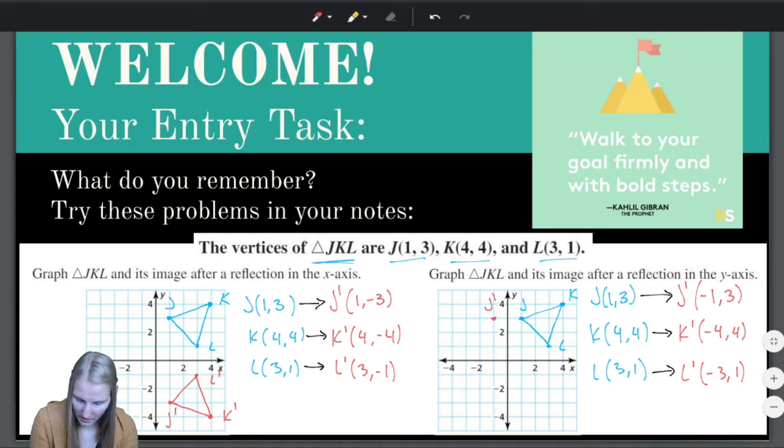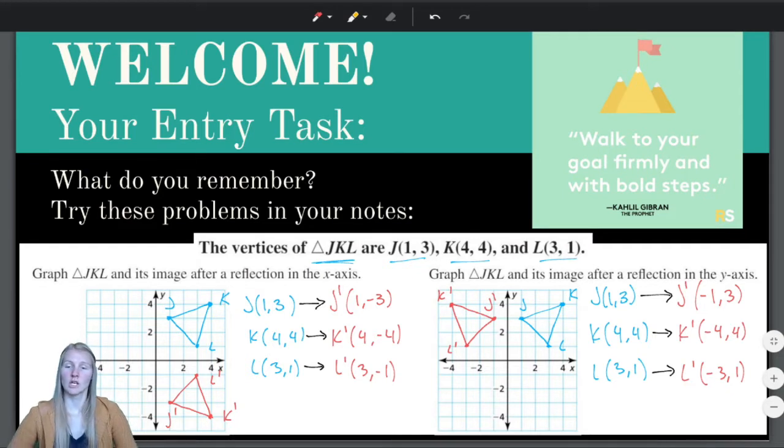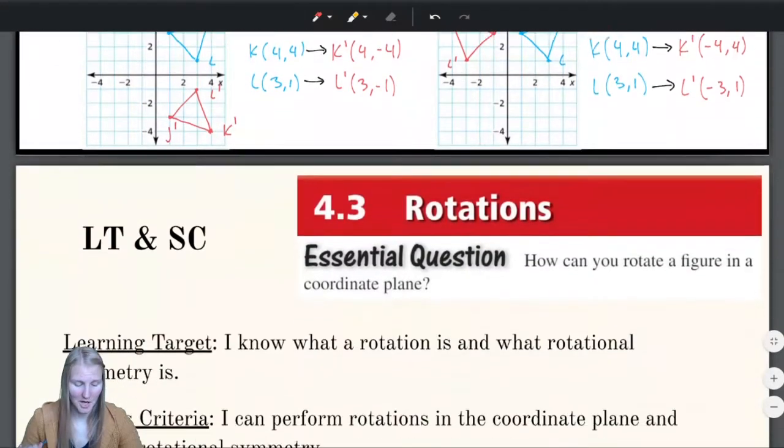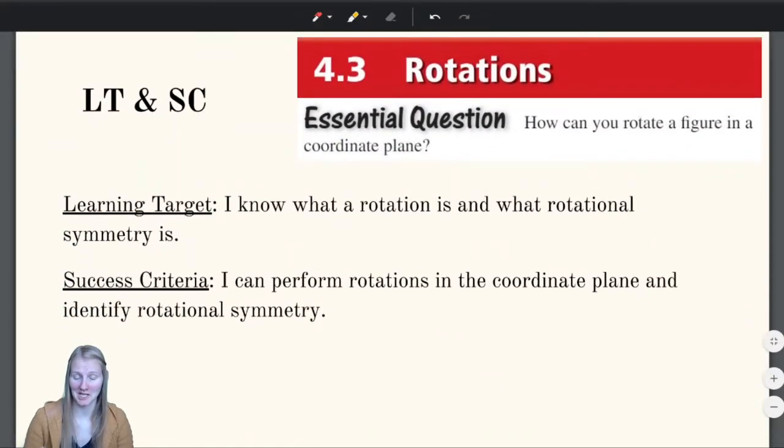-1, 3 is J prime, -4, 4 is K prime, and -3, 1 is L prime. Retry that line. Goodness. Connect the dots. And do those triangles, the blue and the red triangles, look exactly the same? Yes, they do. So, we are good. We are done. Time to start what we have for today.